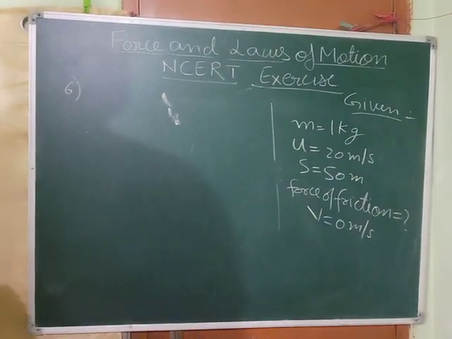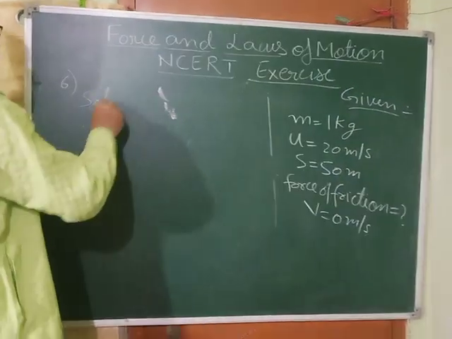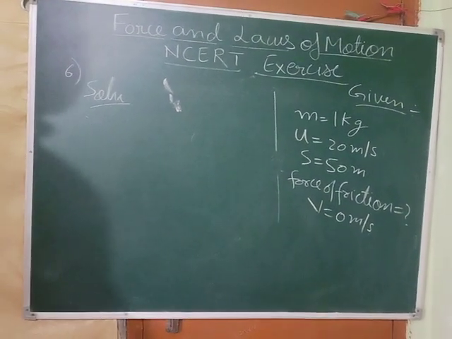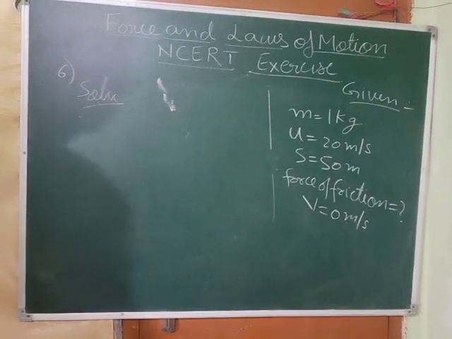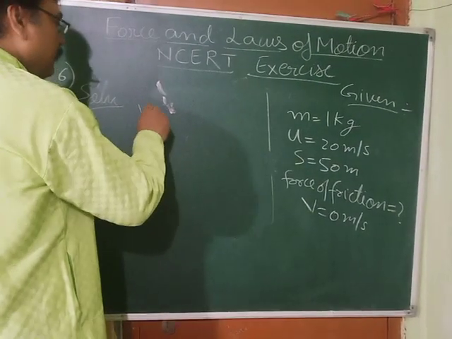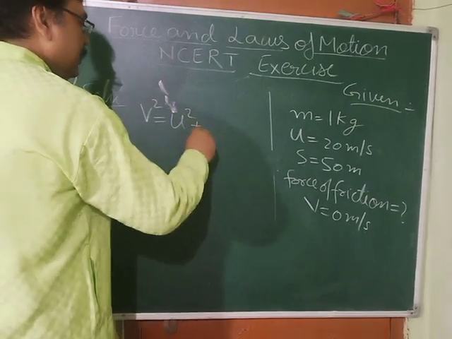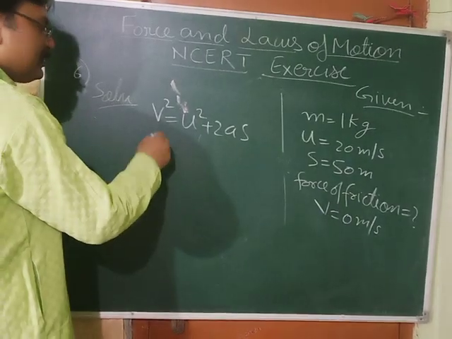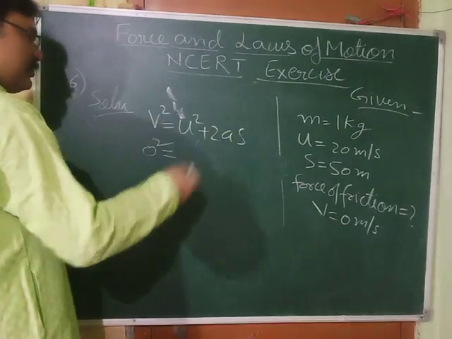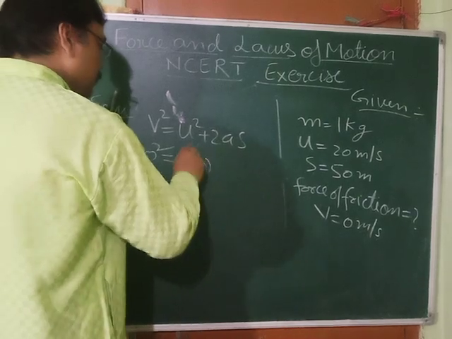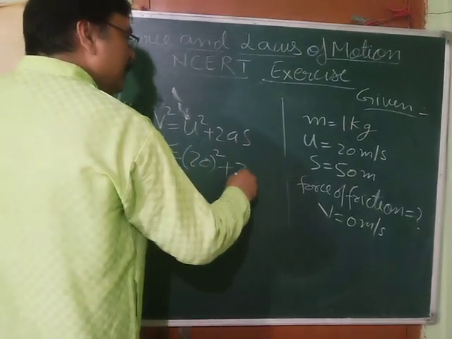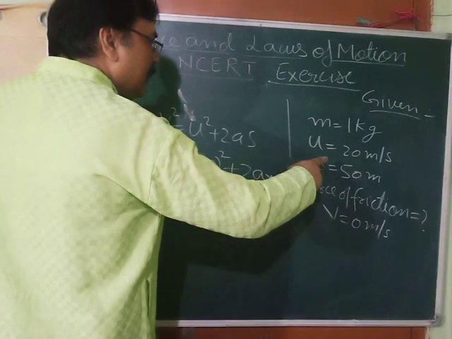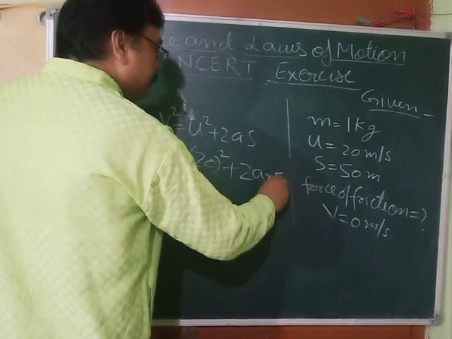Given is written that side, solution starts from this side. We have to find out the force. Now, can we find out the acceleration? Yes, we can use the formula v square is equal to u square plus 2as. v is how much? It is 0. Square again 0. No problem. u is how much? 20. So square of this plus 2, a is we don't know, s is given 50 meter.